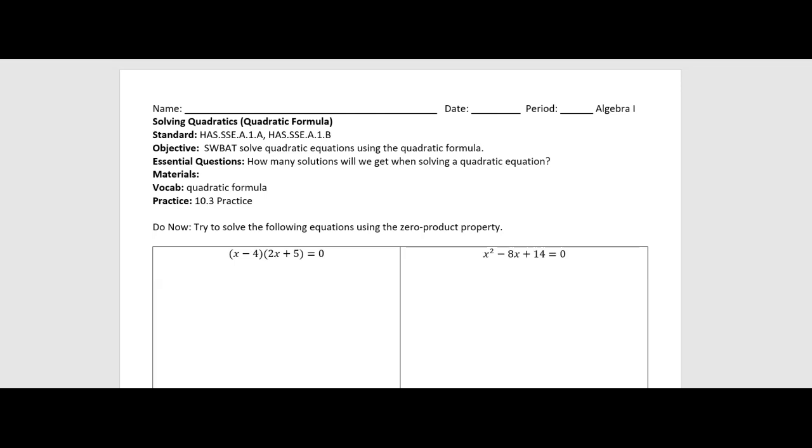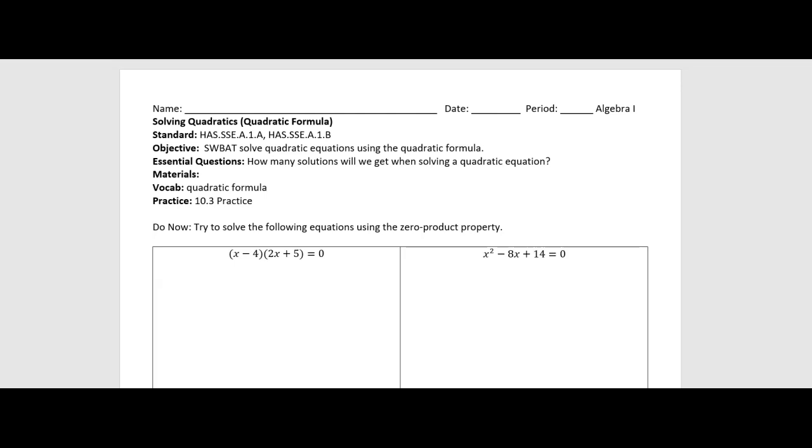Today we're going to talk about our last strategy for how to solve a quadratic equation. Previously we've looked at the square root method. In our most recent video we talked about the zero product property, so factoring and then setting all the factors equal to 0. Today we're going to talk about the quadratic formula.